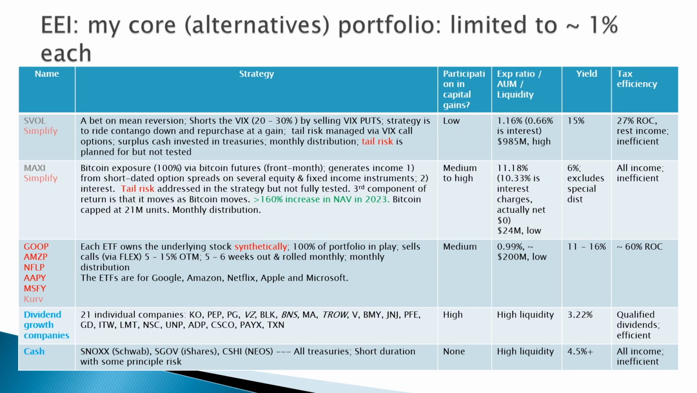Expense ratio is seemingly high, but about 66 basis points out of the 116 is interest, and that's more a reporting thing than an actual expense. So I consider the expense ratio reasonable for the strategy. 27% of it is non-destructive return of capital. In terms of tax efficiency, I consider this inefficient and I only own it in tax deferred accounts.